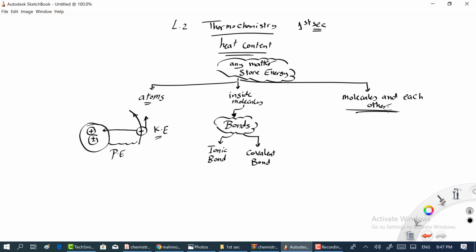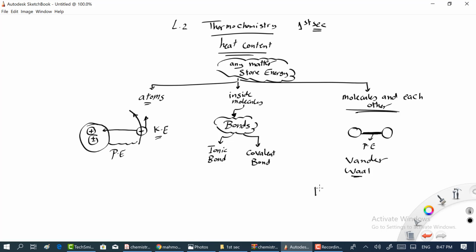Now the energy stored between the molecules and each other. Each molecule is attached to another molecule in its crystals by a force, a potential energy due to the position of the molecules beside the other molecules. This is called the van der Waals force. This force depends on the positions of the molecules relative to each other.